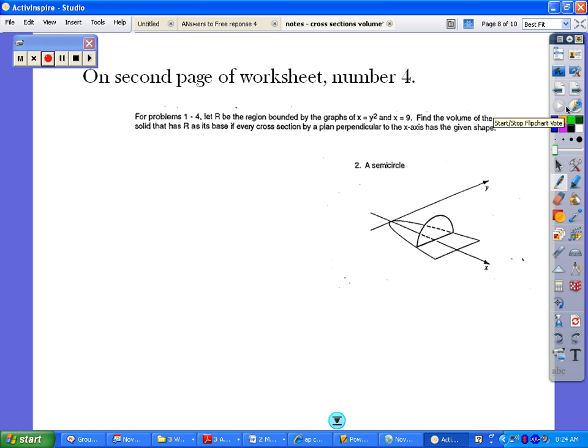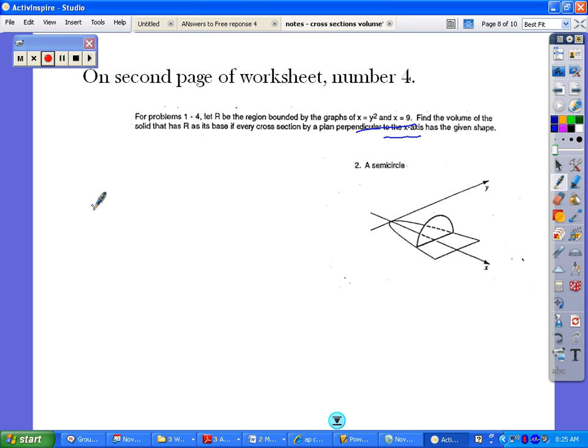Okay. The other three examples are on the worksheet that I gave you in class. They're on the back side, or on the second page. So the first one is on the second page of worksheet number 4. For all of the problems on the front, you're using this region: the region bounded by x equals y squared and x equals 9. And they want the volume of the solid of R, and the cross sections are perpendicular to the x-axis for each one.